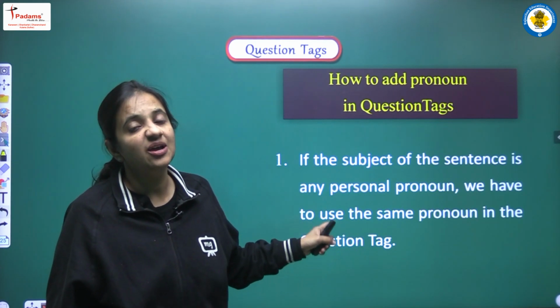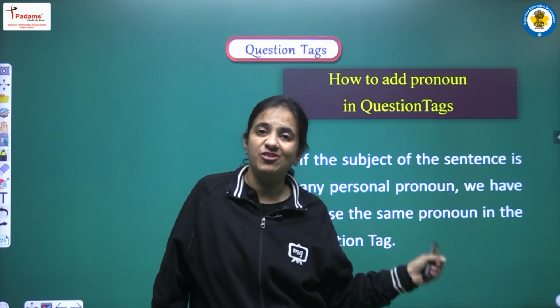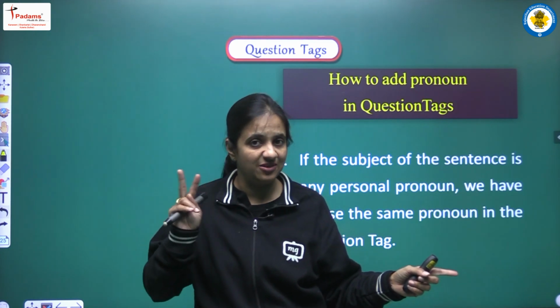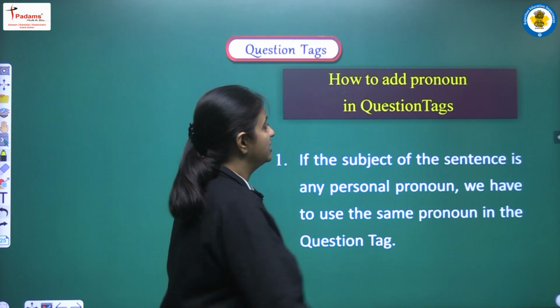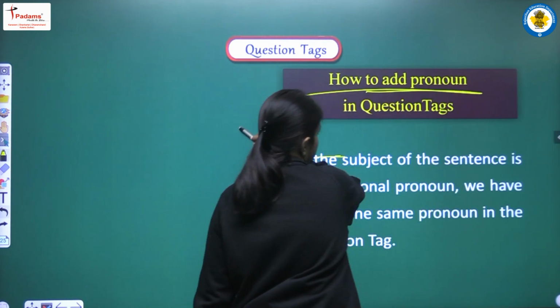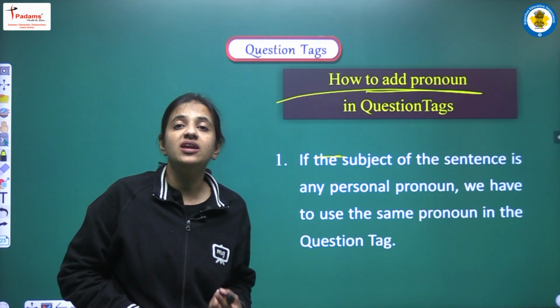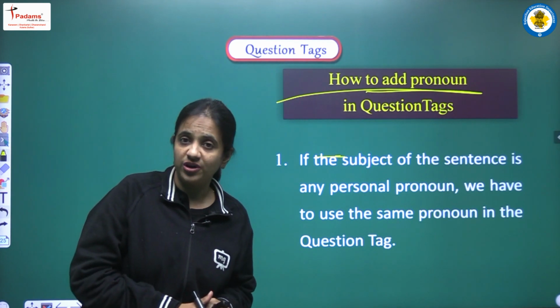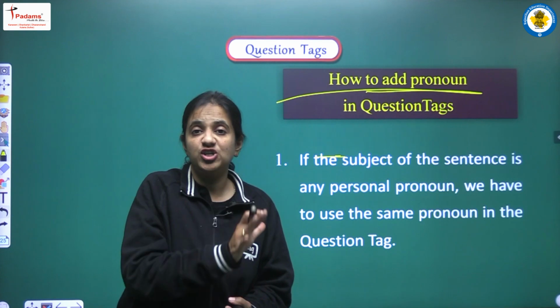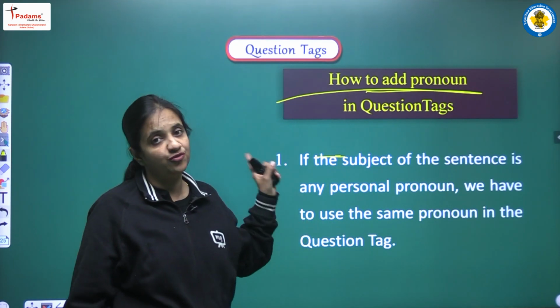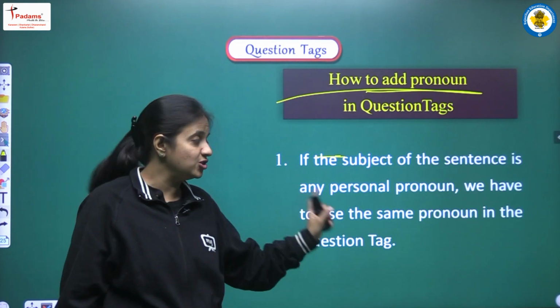Now we are discussing the pronoun, because in a question tag we are having two major parts, first is auxiliary, second is pronoun. So now we will discuss all the rules, how can we add a proper, appropriate pronoun in our question tag. So we are having some of the rules. So let's see the first one.